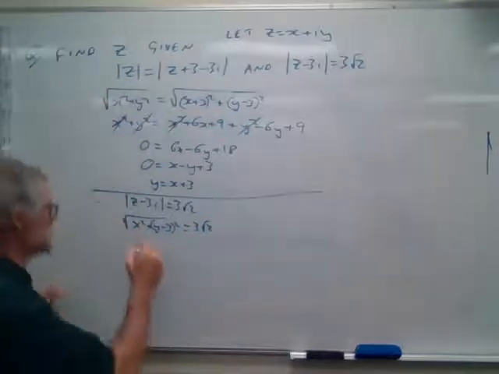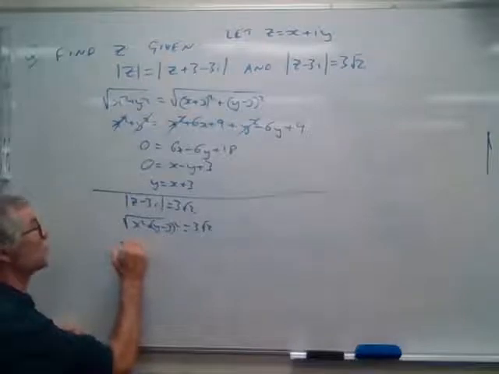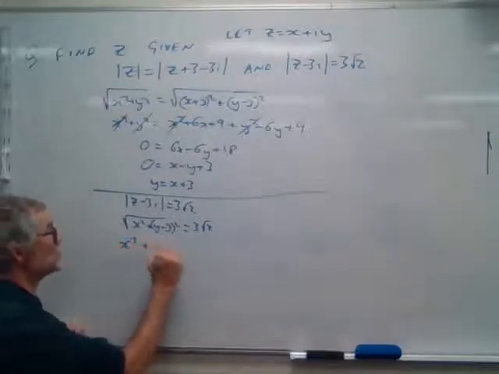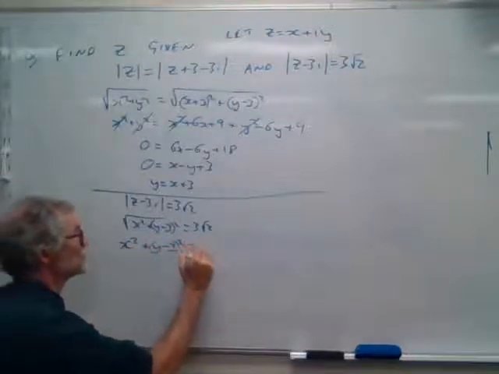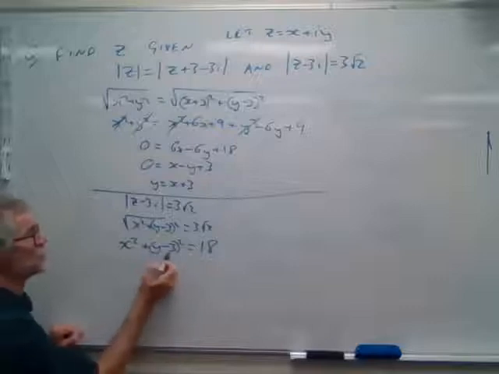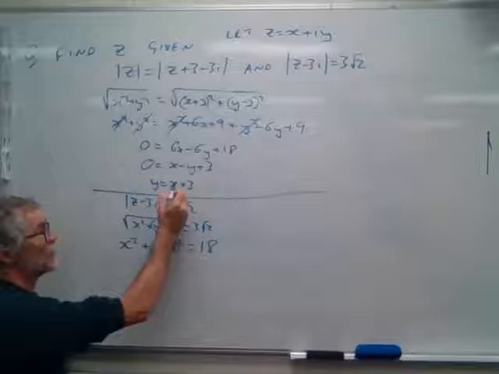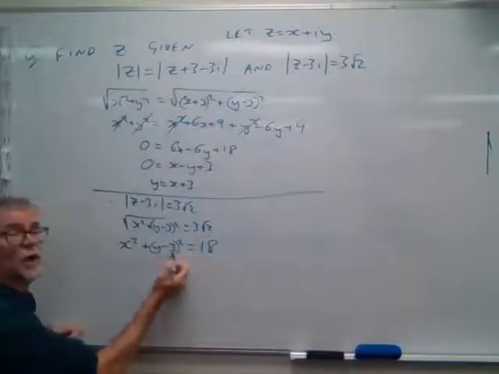Square both sides and expand the bracket. No, don't expand the bracket. Just square both sides. x squared plus (y minus 3) squared equals 9 twos are 18. I didn't expand the bracket because we've got y minus 3 in here. And we substitute now in there, we put in x plus 3 in there, you'll see why I didn't expand that bracket.